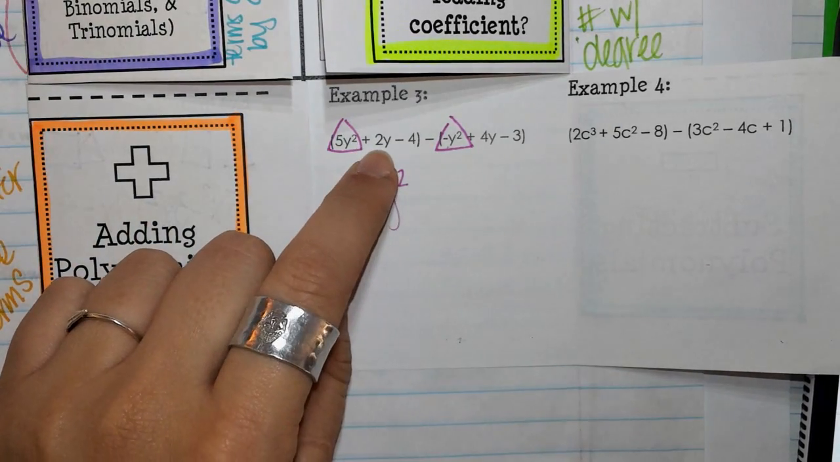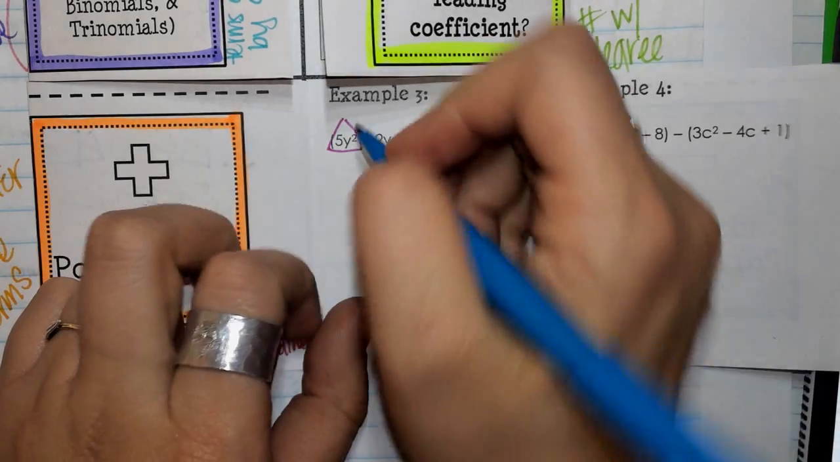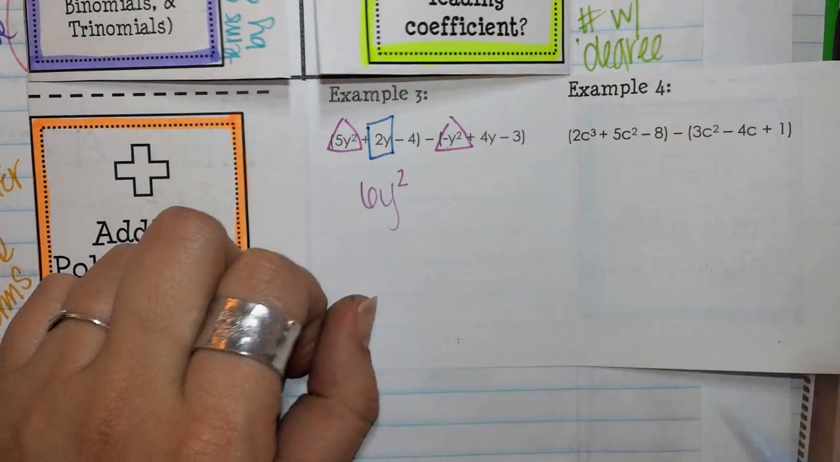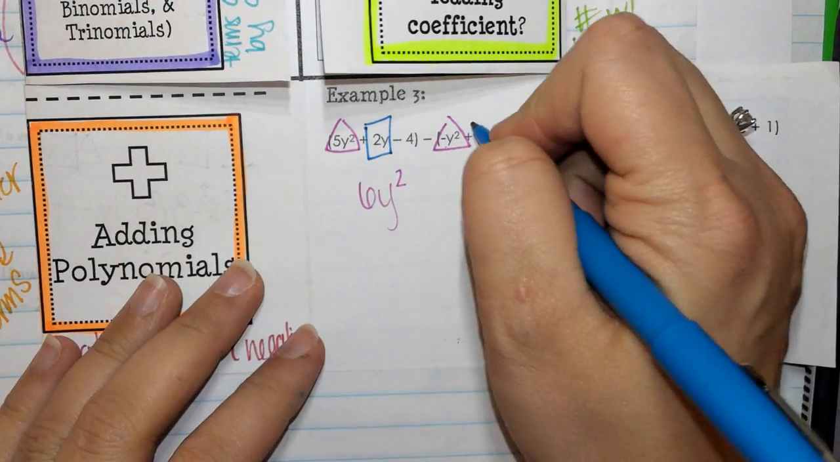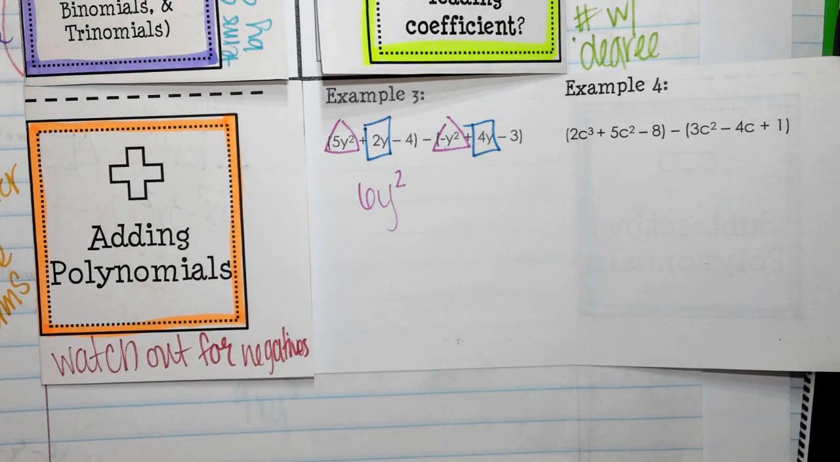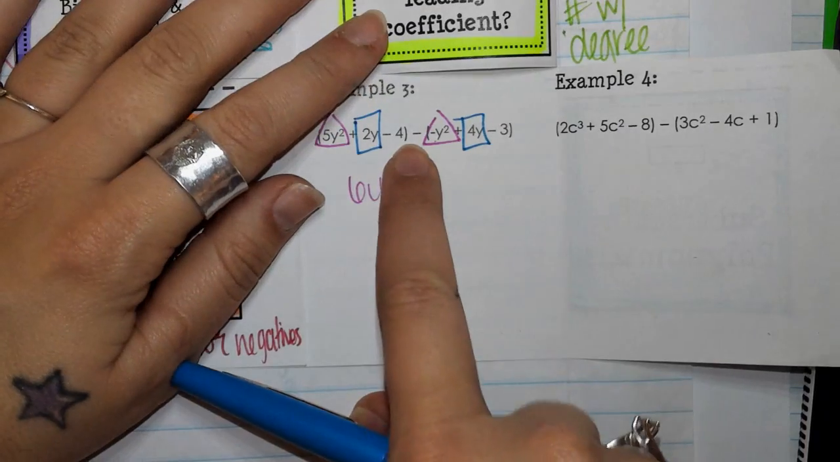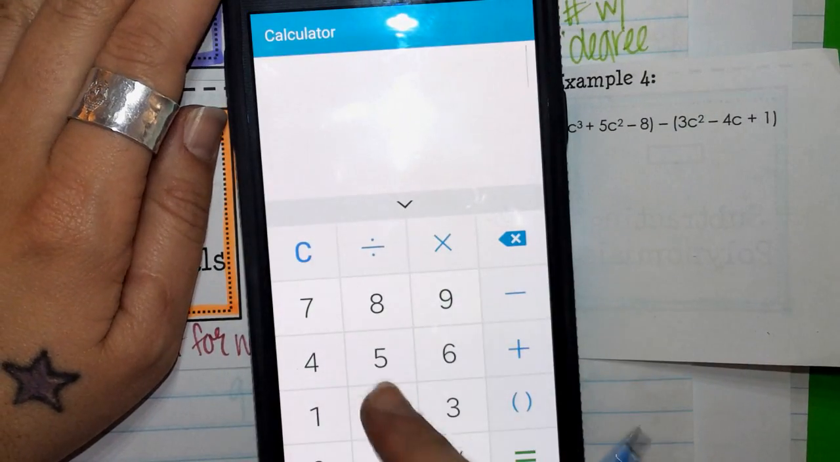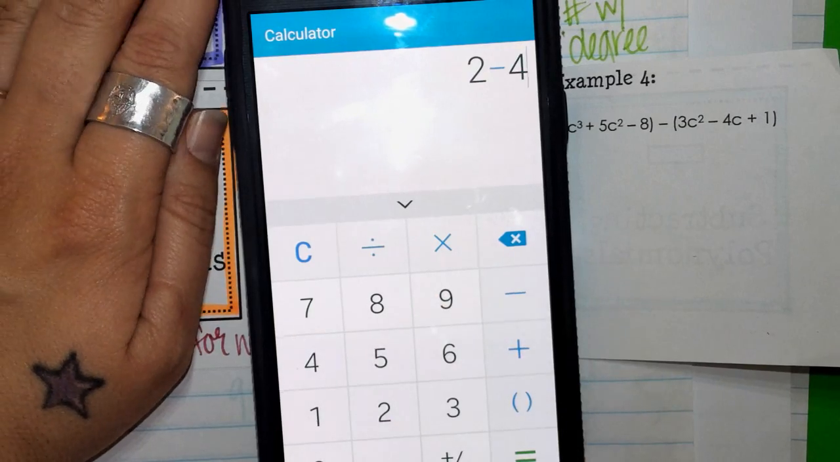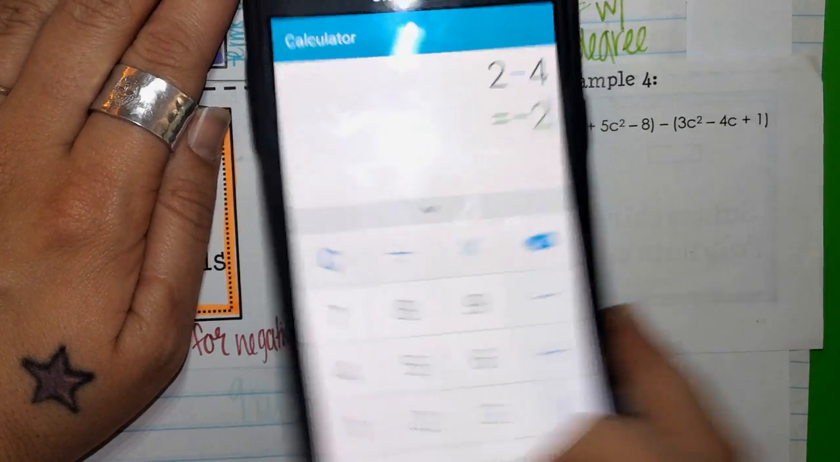Alright, so now we're going to do our y's, okay? So we're going to put a square root on 2y. What matches up with 2y? Now, are we subtracting? We are, because there's a minus sign in between those. So the magic of the calculator is going to be 2 minus 4. Do y'all see how I plug that in? Look at me go. Negative 2.